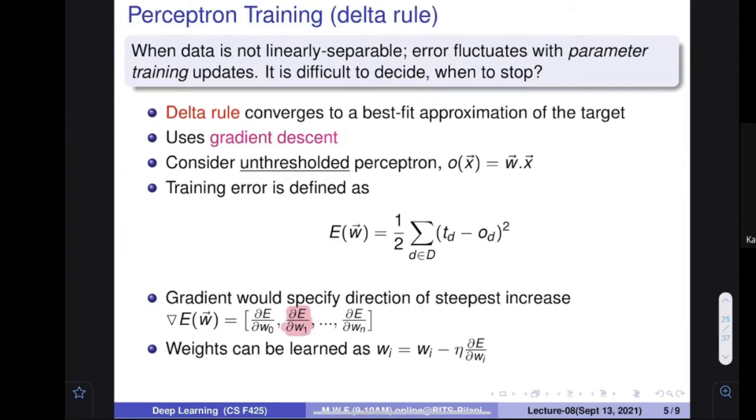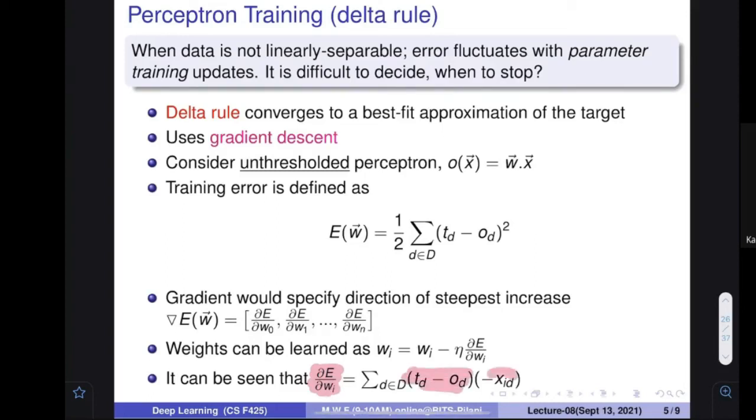So if you want to find the right parameter, you have to use this particular quantity, and you have to add eta times that quantity to the value of Wi. So Wi is equal to Wi minus eta times this quantity that we have just computed. The derivative of this error term with respect to Wi is td minus od times xid. For all the data items that we have, you have to find out this value and add this to your W. Make sense?